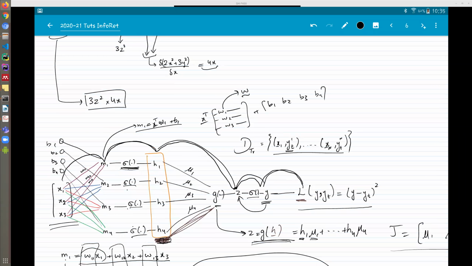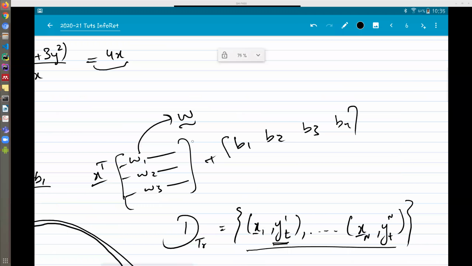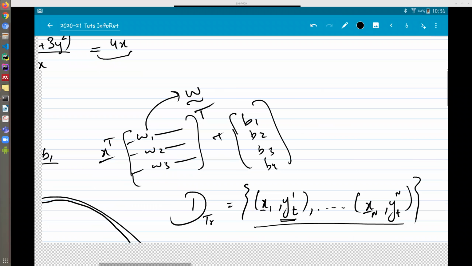Yeah. So X transpose W1. No, I'm sorry, I actually confused it here. It should be transpose, and it should be B1, B2, B3, and B4. It should be like that.